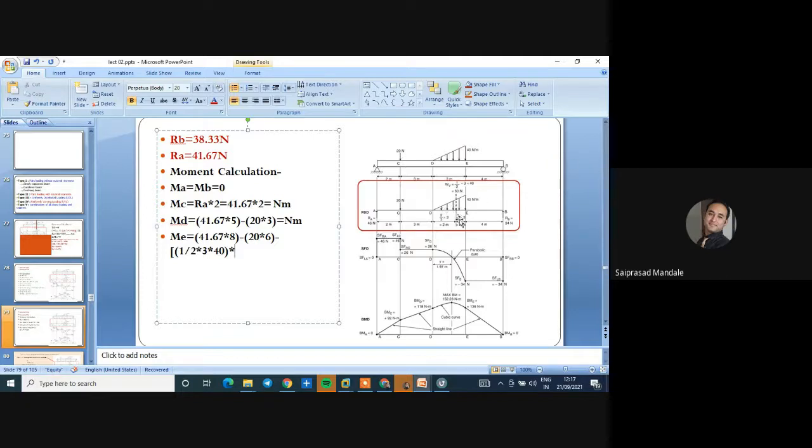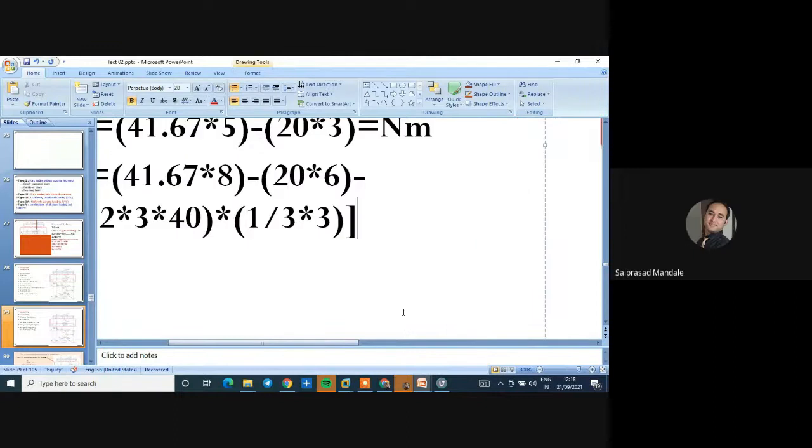Look at the distance. How much? 1/3 of length. So 1/3 of length means 3. Look at there. Sometimes I'm taking 2/3 and sometimes I'm taking 1/3. So why am I taking this? Focus on that.